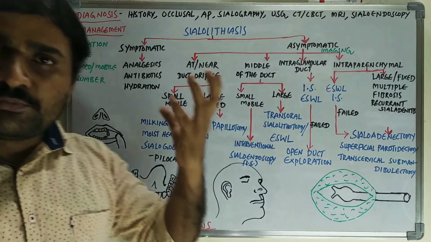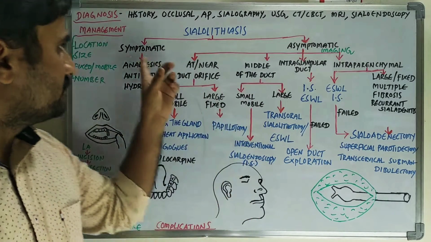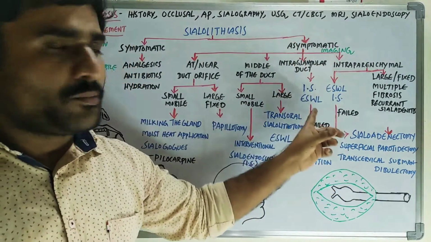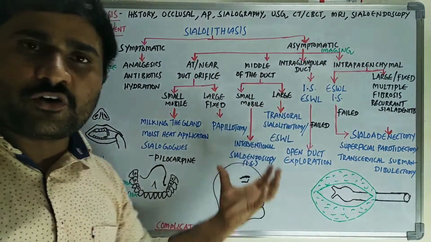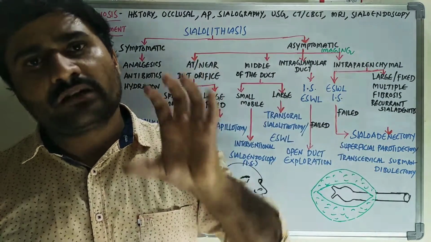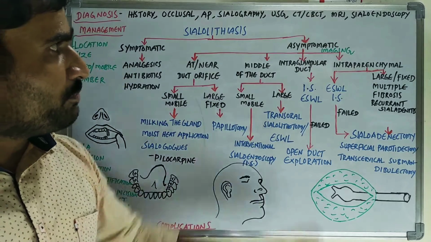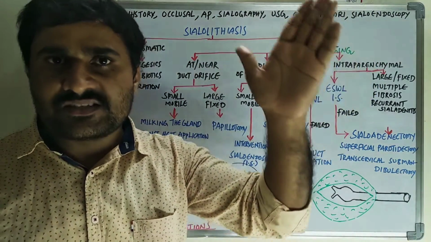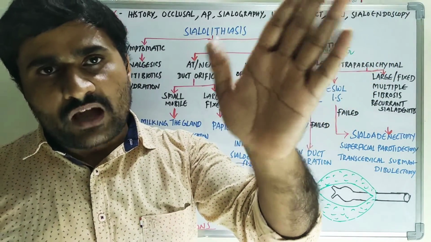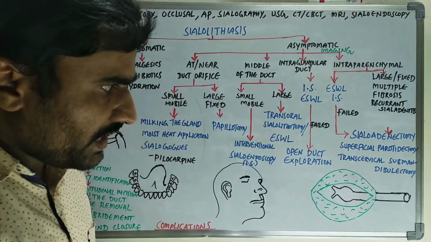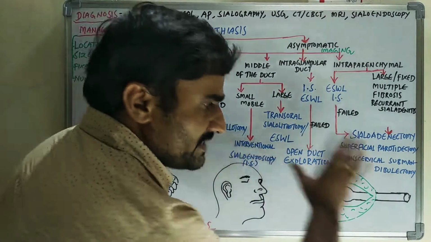After the symptoms subside, this case should be treated as asymptomatic and you should proceed accordingly. This is the algorithm for management of calculi in both the parotid and submandibular glands. Based on imaging, you have already decided the location, size, whether it is fixed or mobile, and the number of calculi. Based on that, I will take the parotid duct as the example.